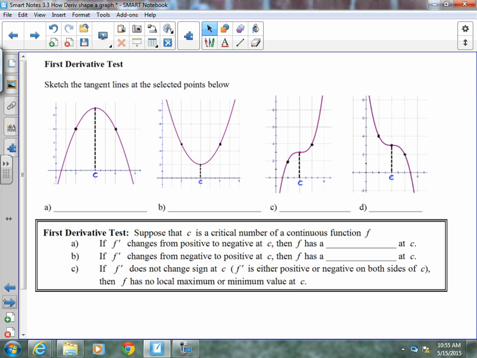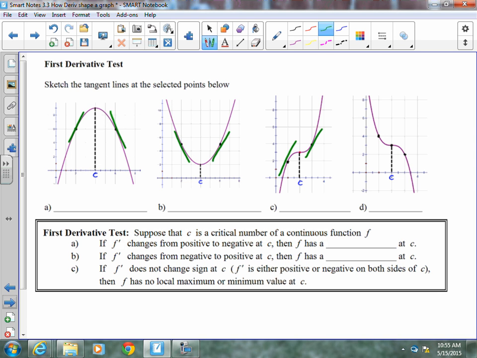Now the first derivative, first I want us to sketch tangent lines at all these selected points below. So if we sketch a tangent line, and these are real rough, but you get the idea. There's our tangent line. We know, if C's in the middle, that this is increasing and then decreasing. C's in the middle, it's decreasing, then increasing. C's in the middle, it's increasing, then increasing. C's in the middle, it's decreasing, then decreasing.